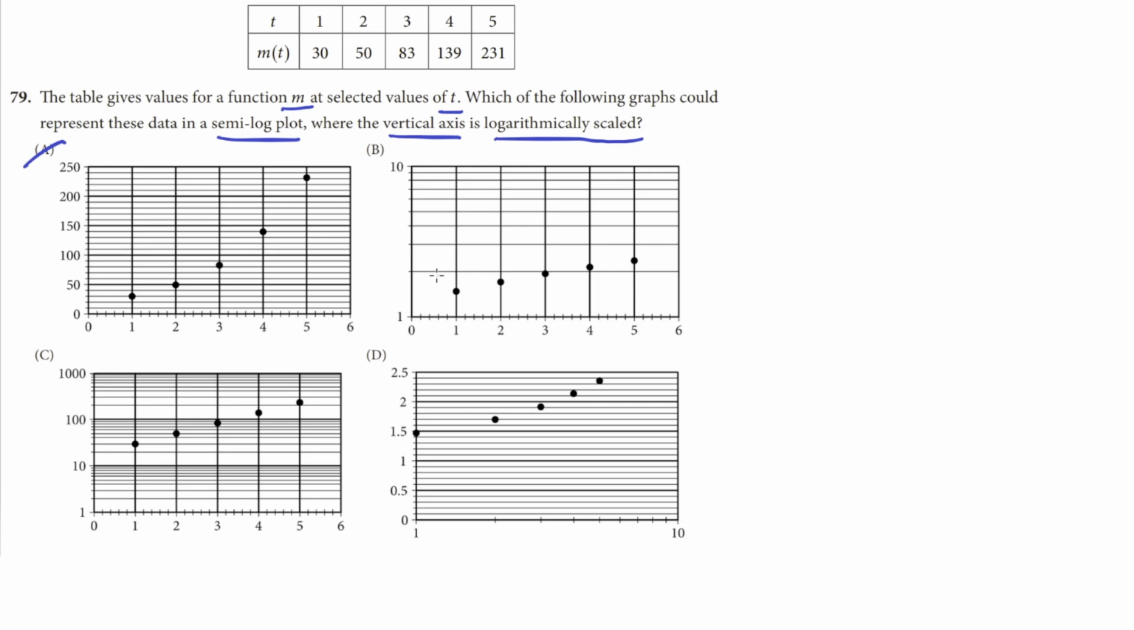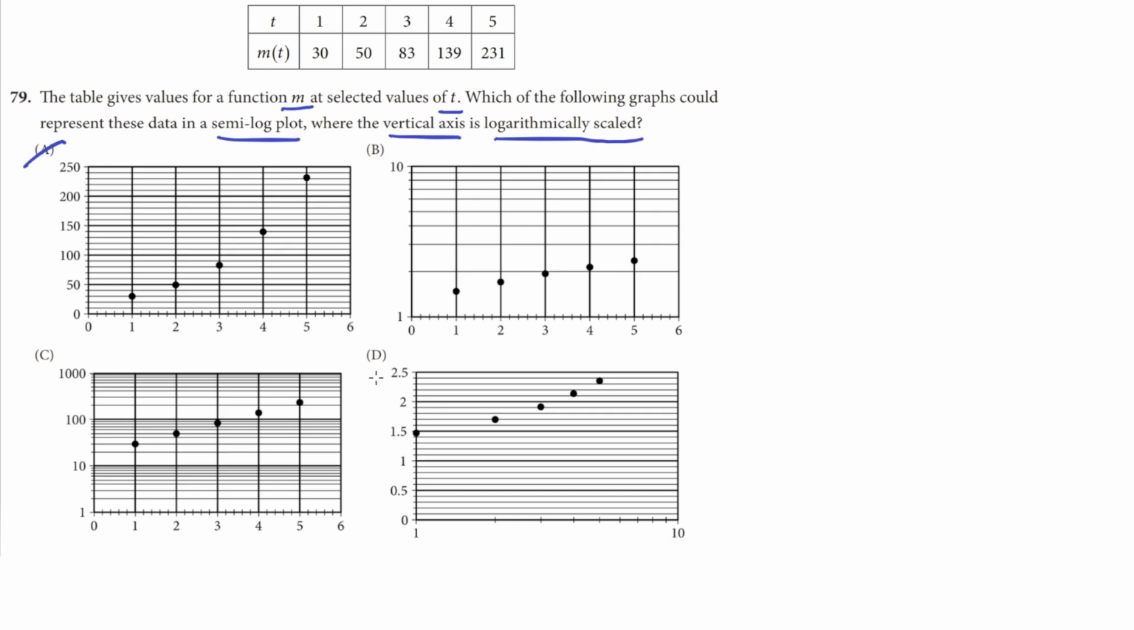If we look at B, this is a semi-log plot with a vertical axis that is logarithmically scaled. We see the tick marks between 1 and 10 are growing exponentially smaller. So this is a semi-log plot. If we look at answer choice C, this is also a semi-log plot, but it's more zoomed out. Instead of just seeing from 1 to 10 like we did here, we see the vertical axis going up to 100 and 1000, and it's growing exponentially.